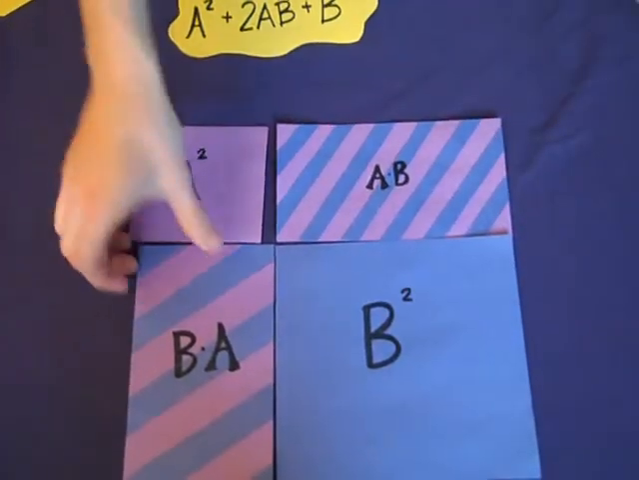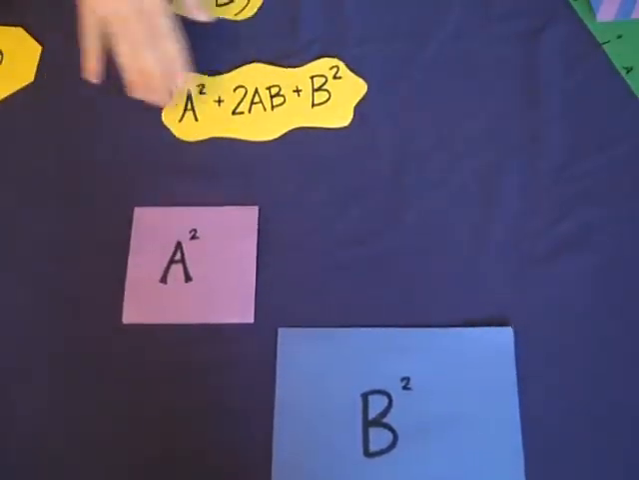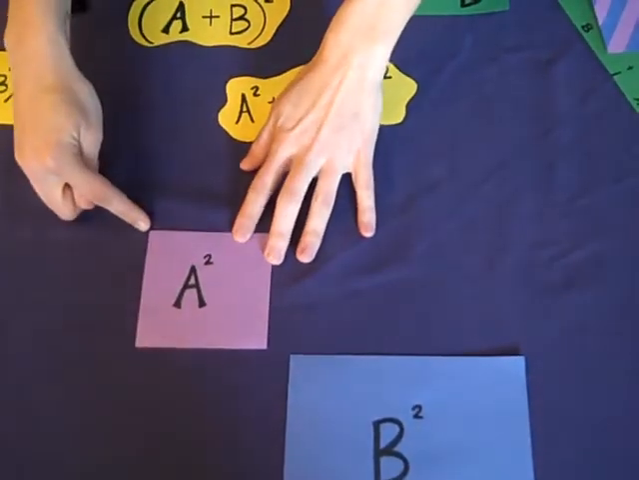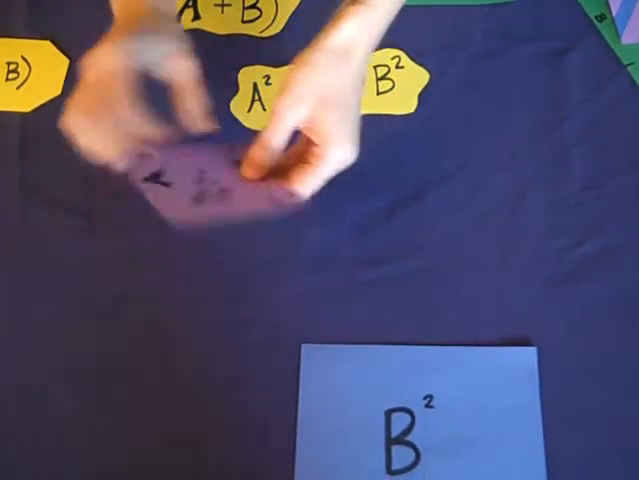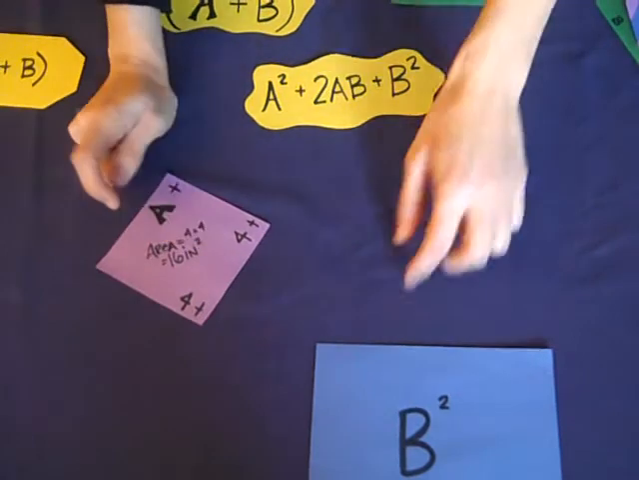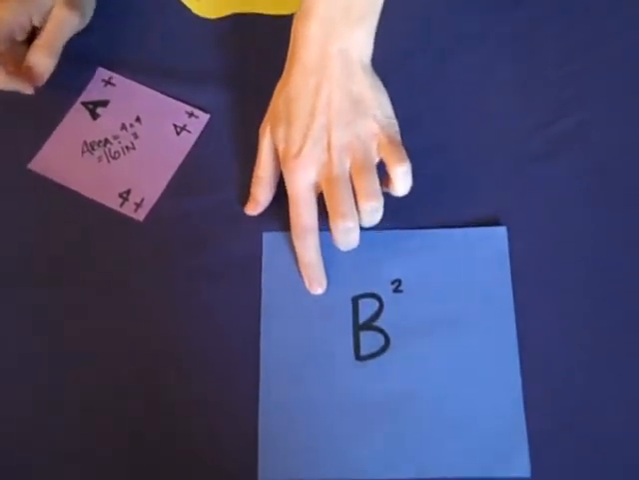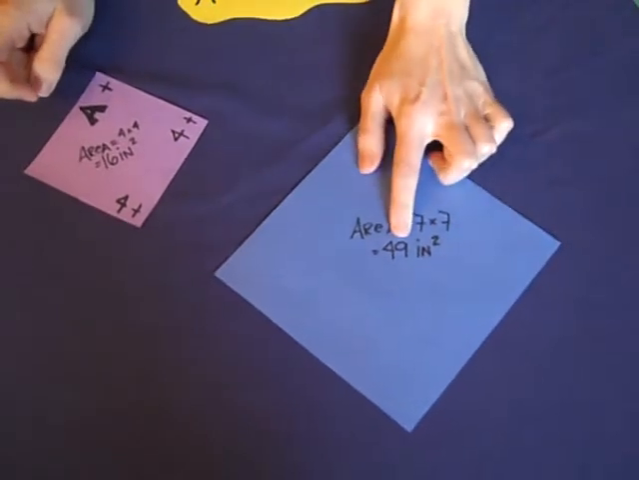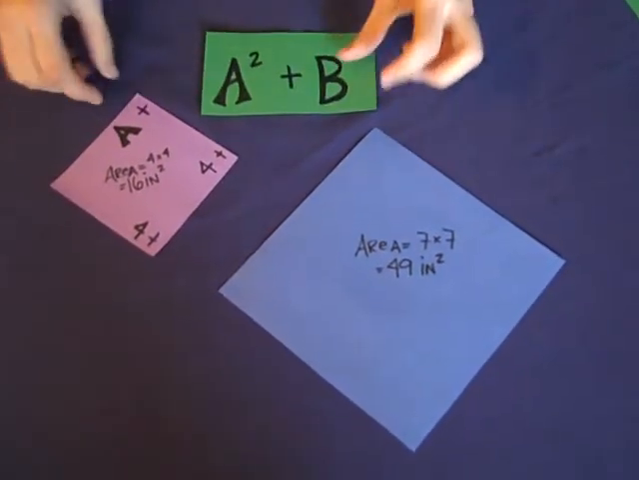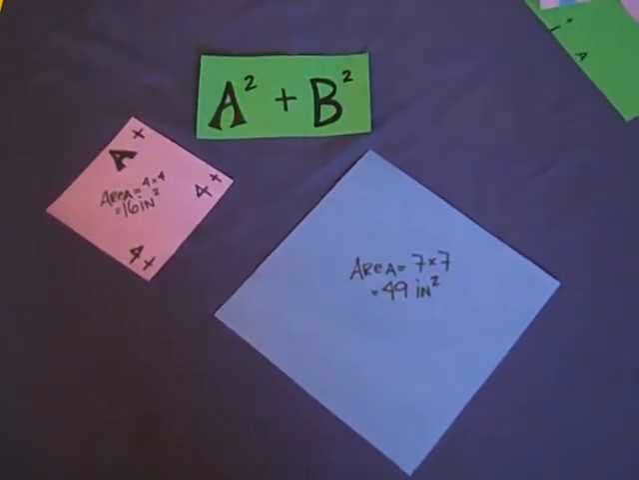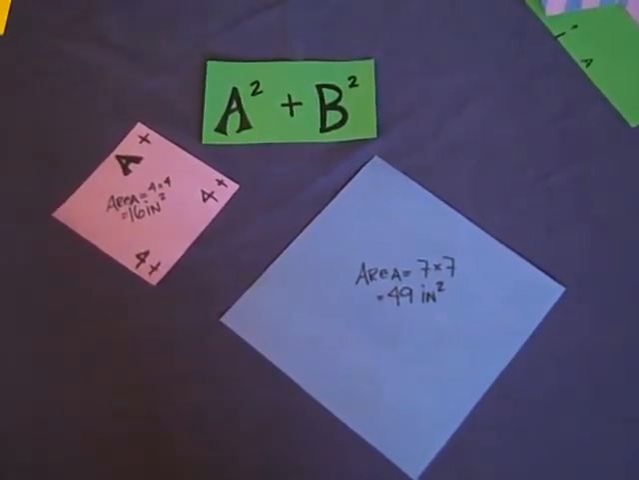Let's also think about it with numbers. If we said the side of this square is 4, then the area of this square would be 16. The side of this square is 7 inches, so the area of this would be 49 square inches. So a squared plus b squared would equal 56.